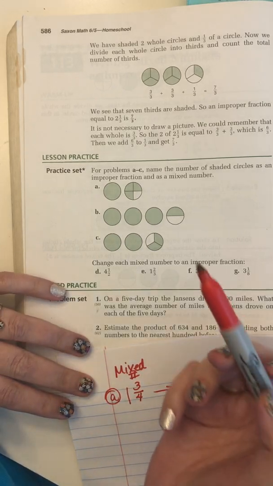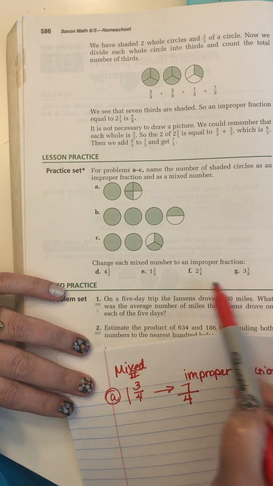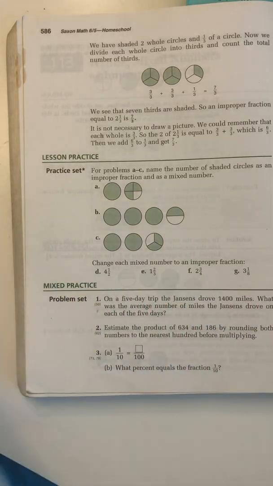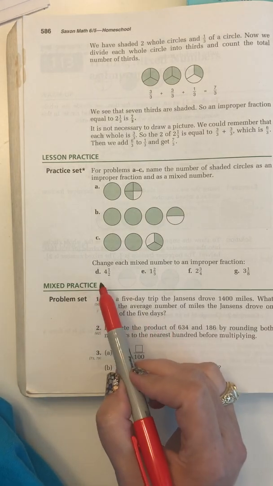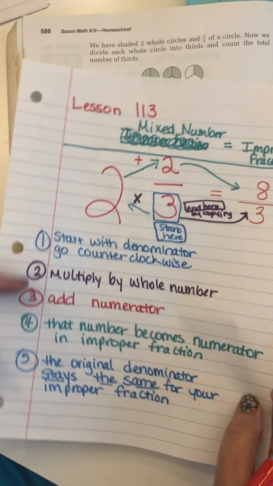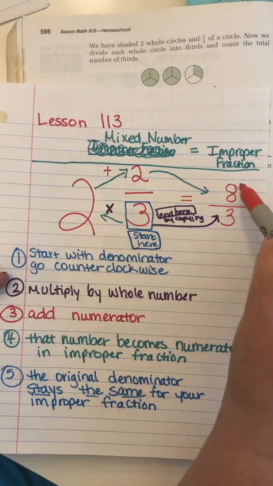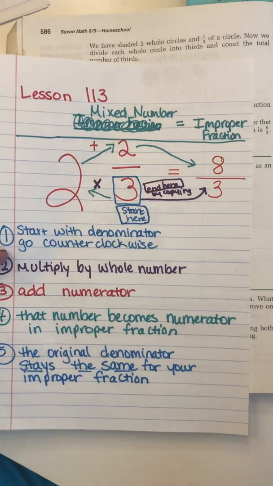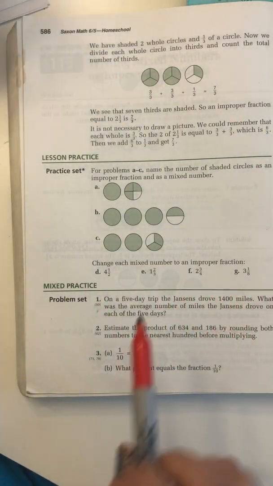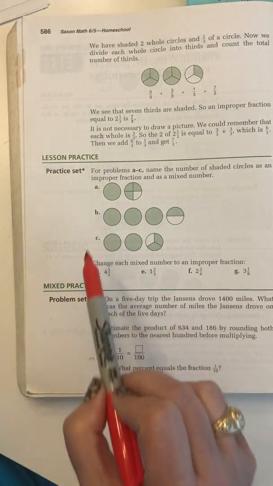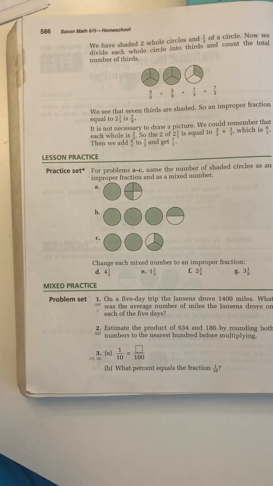Okay? So when you get to this part, it's going to be more like the rest of the examples we did, where it will give you a mixed number, and it just wants you to go through the steps to turn it into an improper fraction. So D, E, F, and G all give you the mixed number. A, B, and C, you have to look at the pictures to determine the mixed number.